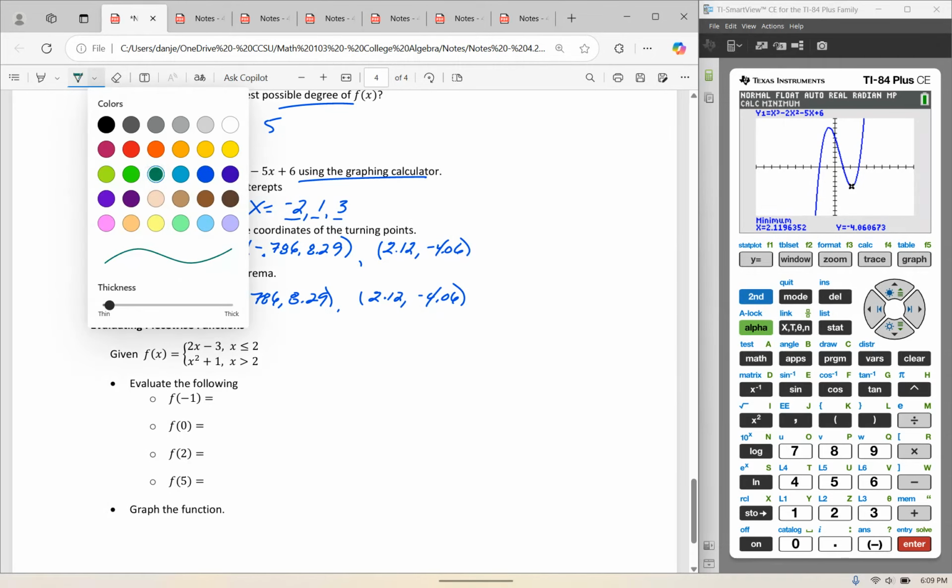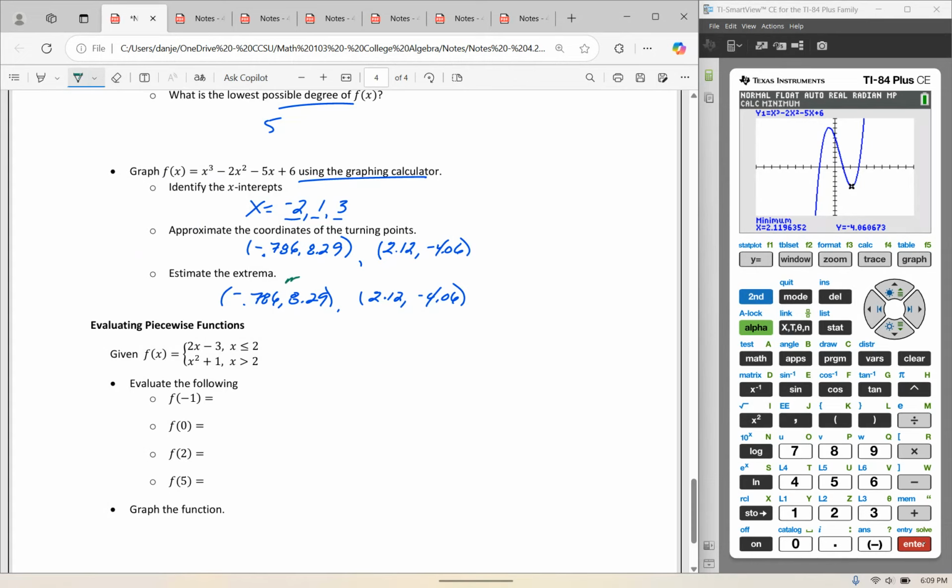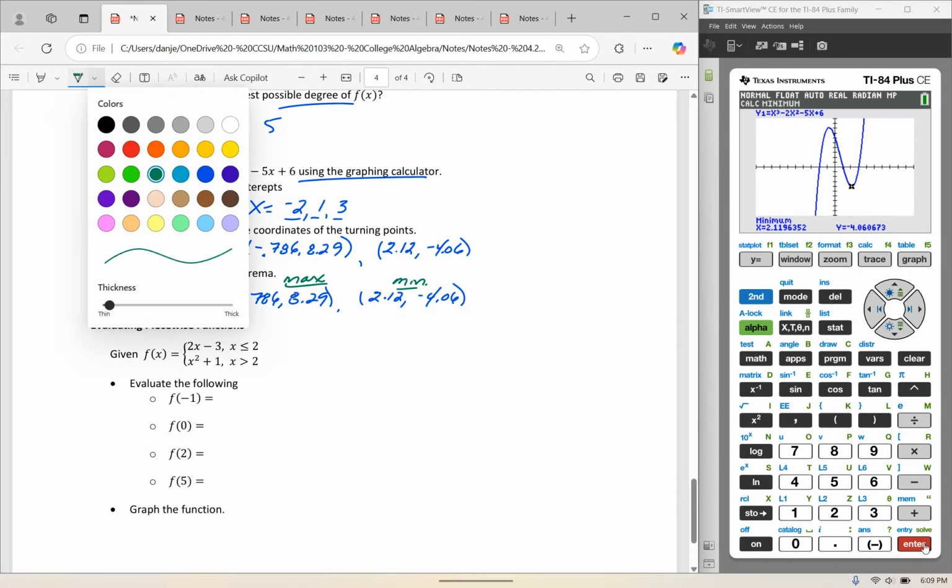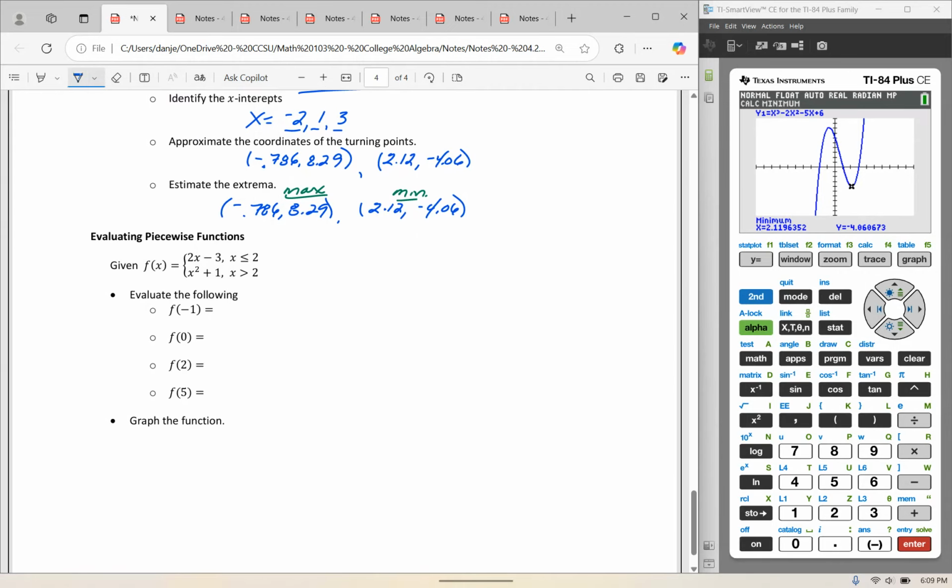One other thing I'm going to do is label that this one was a max, and by max I mean maximum, and this is a min, and by that I mean a minimum. They're both relative. Okay. Real quick, last thing, going to throw this in here.